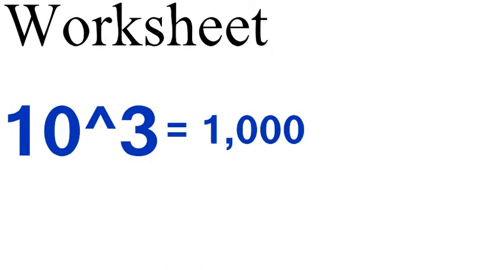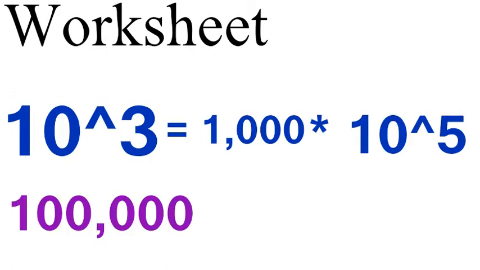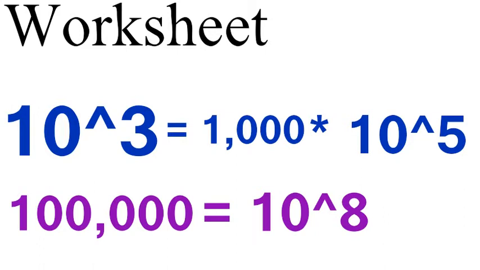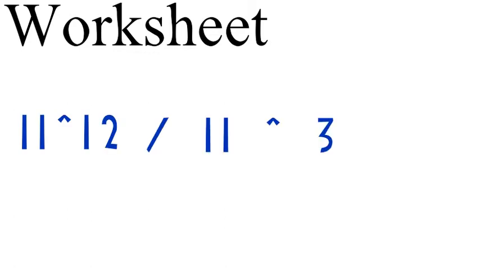To check, we can do 10 cubed equals 1,000 times 10 to the 5 equals 100,000 equals 10 to the 8, which is 100 million. Wow, that was easy. What about dividing? Same process. It only works if it has the same base. Let us use the example 11 to the 12 divided by 11 cubed. Let me guess. Since we're dividing, you would subtract the exponents.